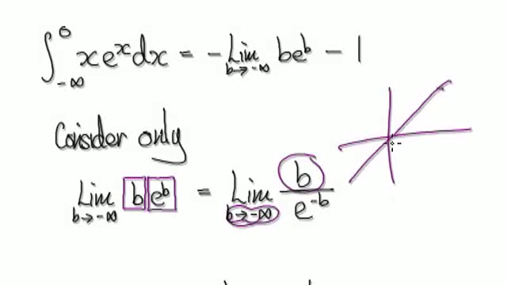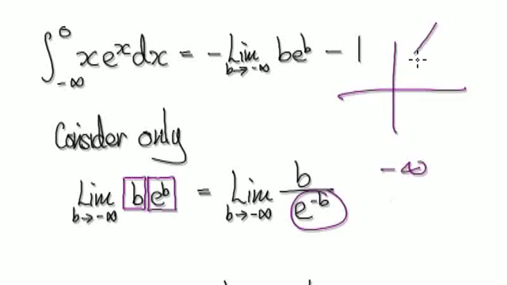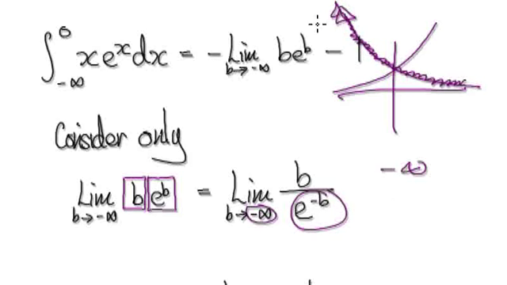So this thing here, as b heads towards negative infinity, this thing here will head towards negative infinity. And then this thing here, e to the power of x looks like this. E to the minus x looks like this. So now as b tends towards negative infinity, you can see you're heading up here. So you're heading towards infinity.